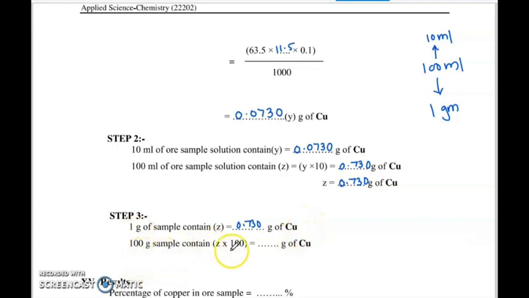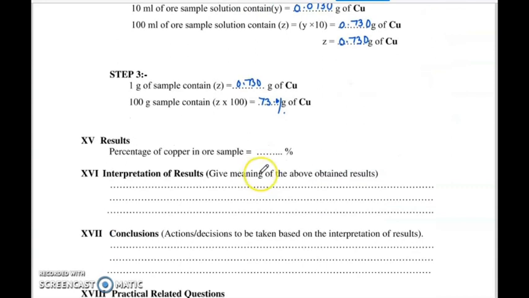We have to determine the percentage. So for 100 gram of sample, you have to multiply that Z into 100. So your percentage will be 73.0% of copper. Okay, so your result: percentage of copper is 73%. Interpretation: the given ore contains 73% of copper. Conclusion: above ore can be used for extraction of copper economically and profitably. Okay, so thank you. All this is about experiment number 2.